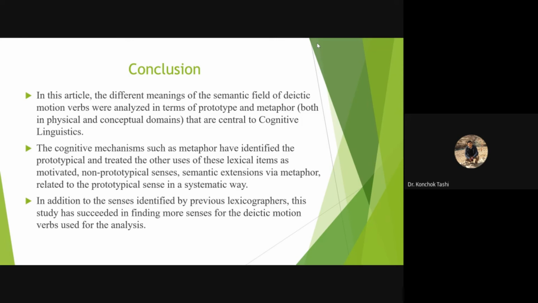Now, this is my conclusion part, whatever I have discussed above. Briefly, within a few lines, I will tell you the conclusion. The different meanings of the semantic field of deictic motion verbs are analyzed in terms of prototype and metaphor, both in physical and conceptual domains that are central to cognitive linguistics. The cognitive mechanisms such as metaphor have identified the prototypical and treated the other uses of lexical items as motivated non-prototypical senses, semantic extensions via metaphor related to the prototypical sense in a systematic way.